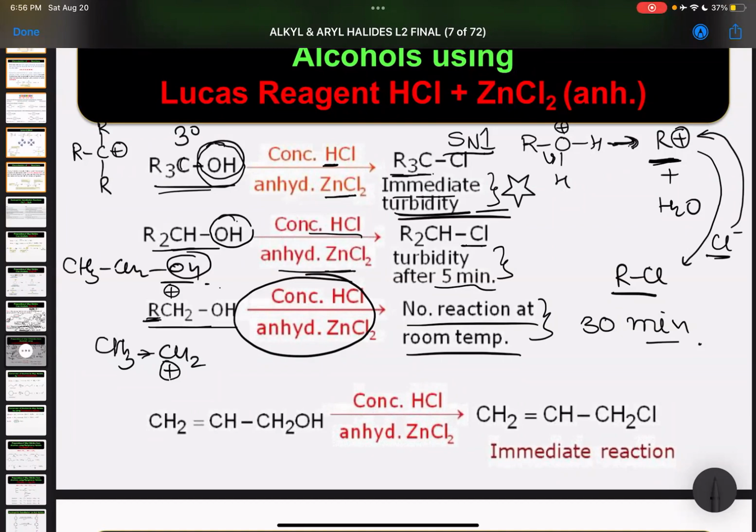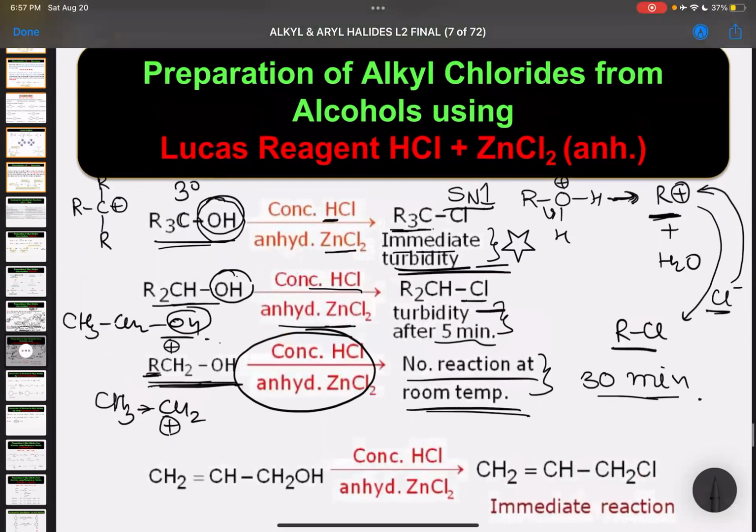It will take 5 to 10 minutes to get that reaction completed, and you look at the reaction mass. And if it is a primary alcohol, it will not react, or it reacts after 30 minutes, or it reacts very slowly, or only upon heating. It doesn't react because primary carbocations are not very stable. That is the reason.